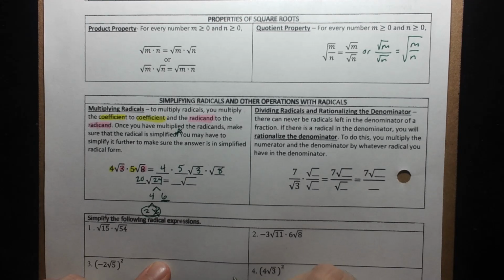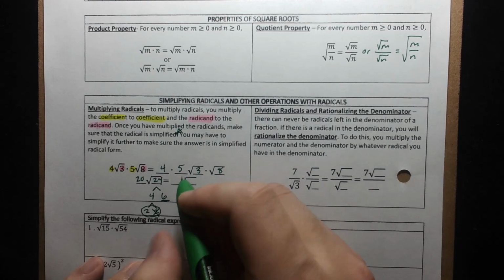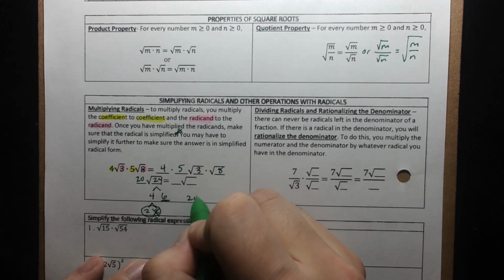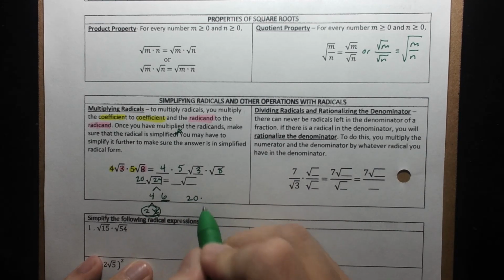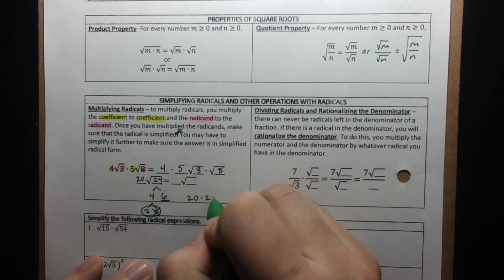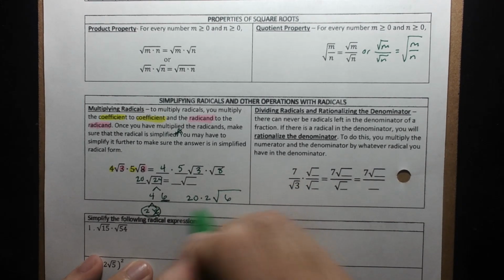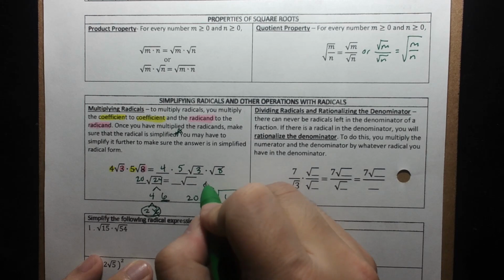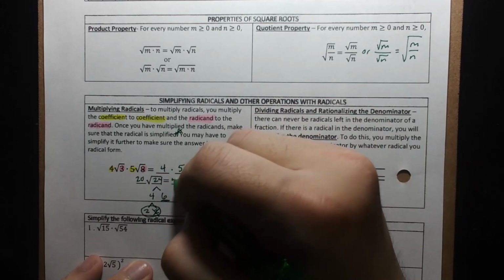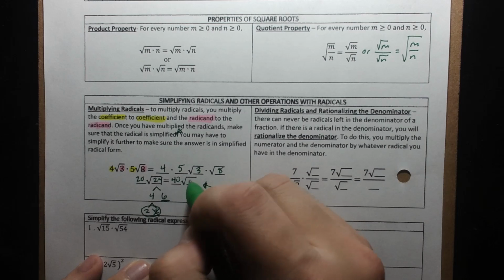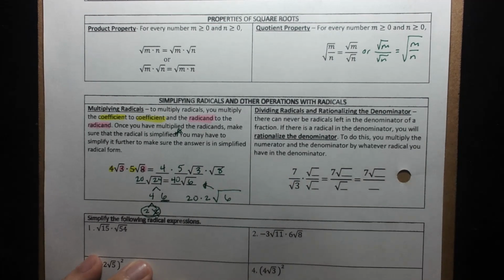So what we have is this. We have 20 times the 2 times the square root of 6. And our answer is going to be 40 times the square root of 6. And that's our answer.